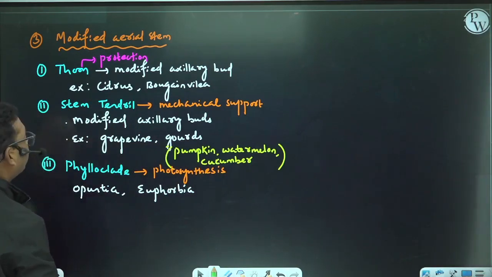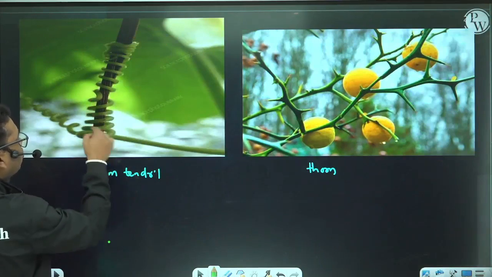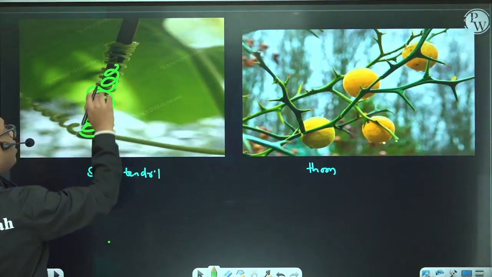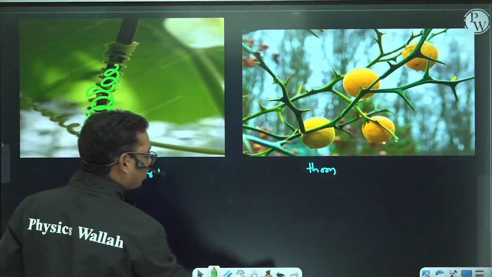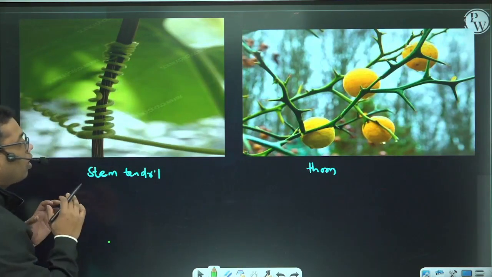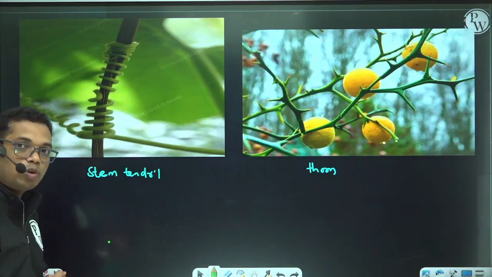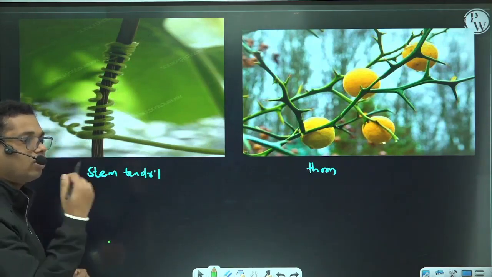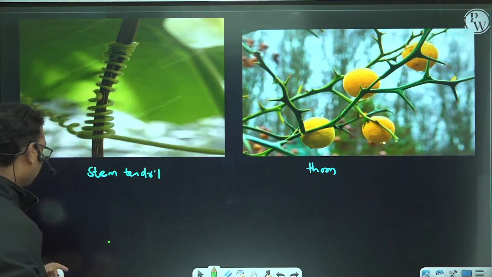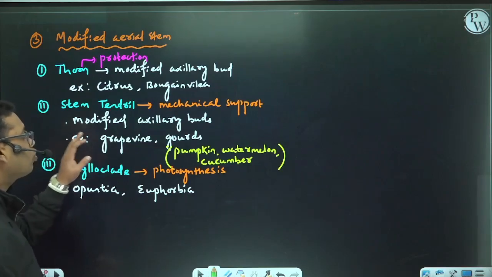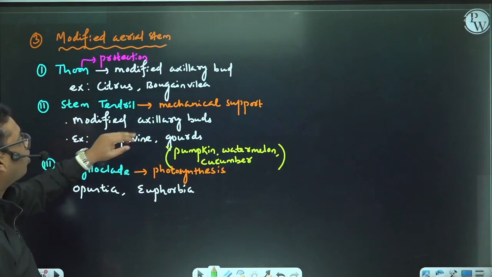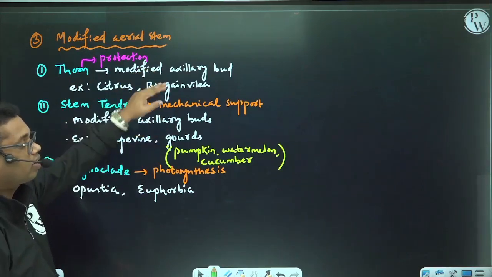In this diagram you can clearly see the stem tendril. You can see this structure which is spirally coiled, right? This spirally coiled structure is nothing but the tendril, and it helps in providing mechanical support to the plant body. This helps in climbing of the plant. And one more thing, the stem tendril is also a modified axillary bud. That means both thorn and stem tendril are modified axillary buds.